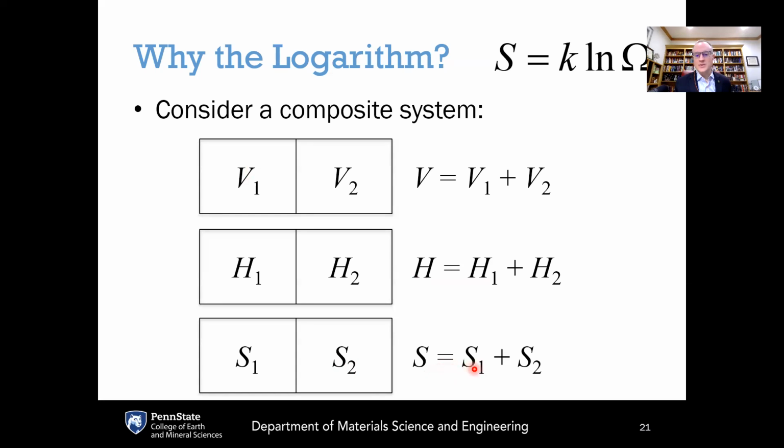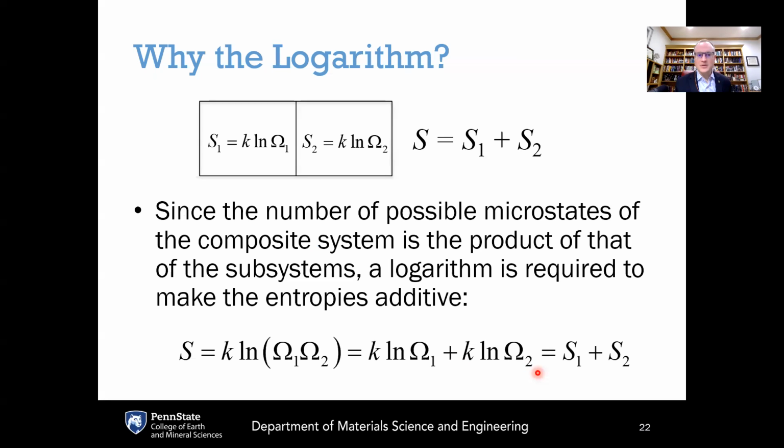So S equals S1 plus S2. Why is there a logarithm? If we go back to the microscopic basis of entropy, the entropy of subsystem 1, S1, is equal to Boltzmann's constant times the natural log of the number of microstates in subsystem 1, omega 1. So S1 equals k log omega 1.